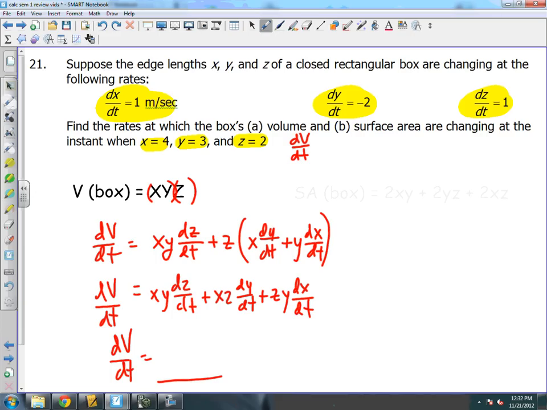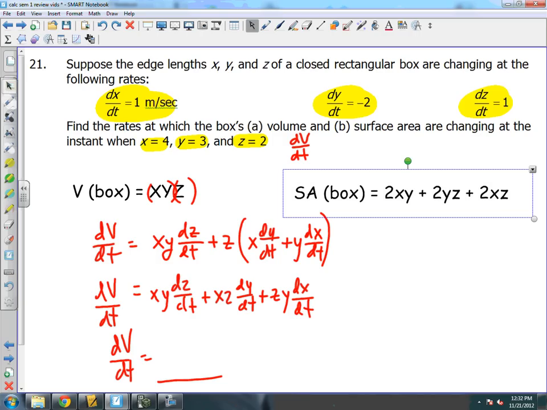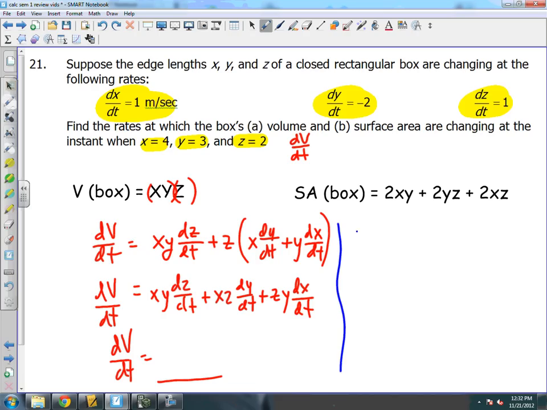The other problem, you want to find the rate of change of the surface area. So in that case, I need an equation for the surface area of a box. Once again, I've got 6 sides to a box. Each side has an area of x times y, or y times z, or x times z. So here's your surface area model. And now I want to find dS/dt, the derivative of the surface area with respect to time. And I need the derivative of this. So each one of these is its own product rule. So it's kind of a lot of work.